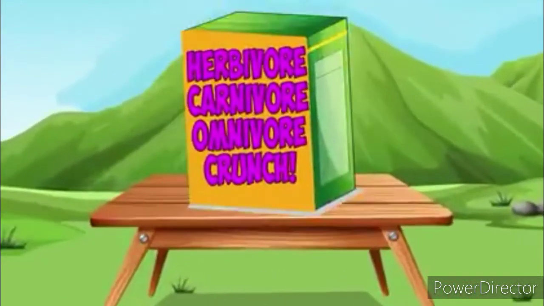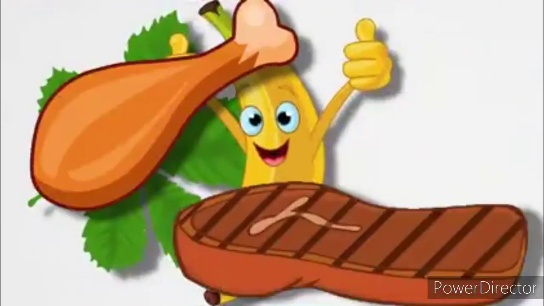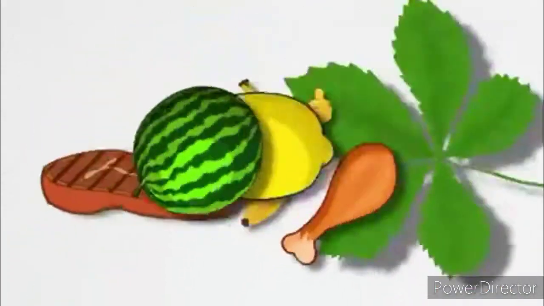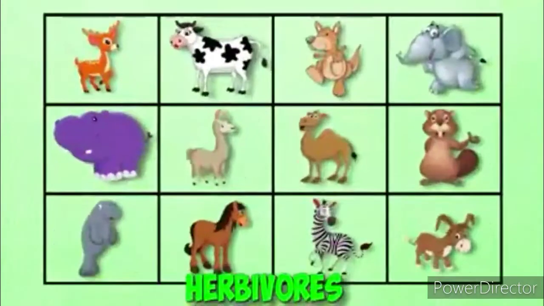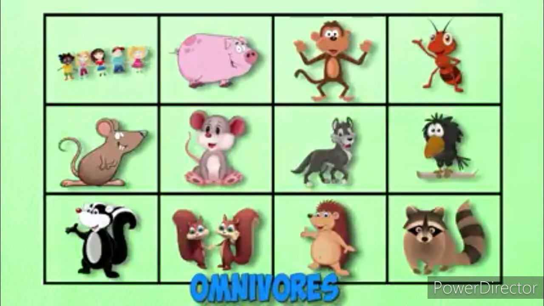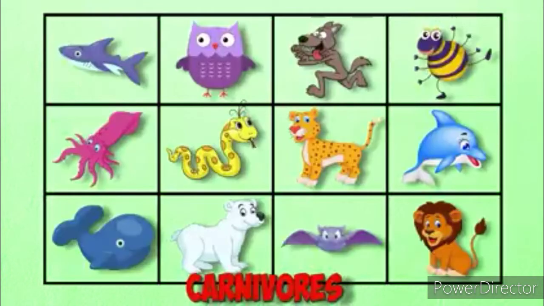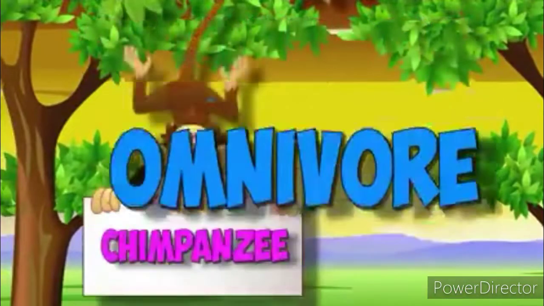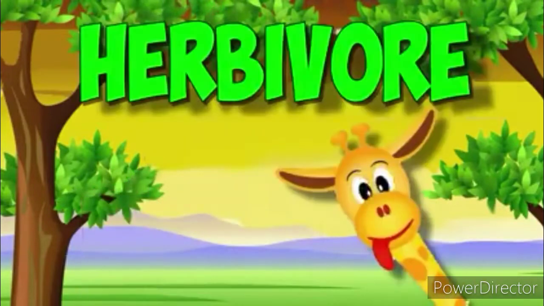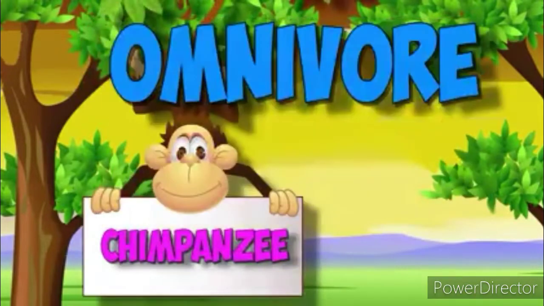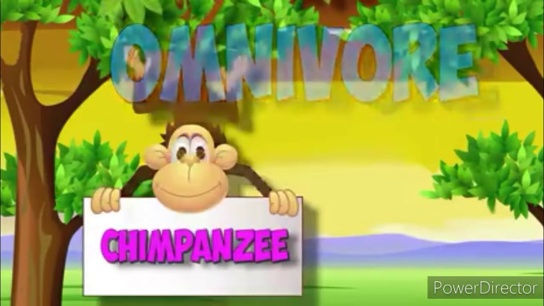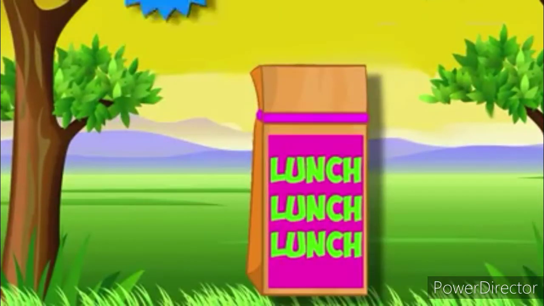Herbivore, carnivore, omnivore, crunch. I bought plants and I bought meat, and I bought sour and I bought sweet. I got food for everyone, and everyone had so much fun. Herbivores, carnivores, and don't forget those omnivores. We had lunch, we all had lunch. Herbivore, carnivore, omnivore. We all ate a very good lunch. Munch, crunch!